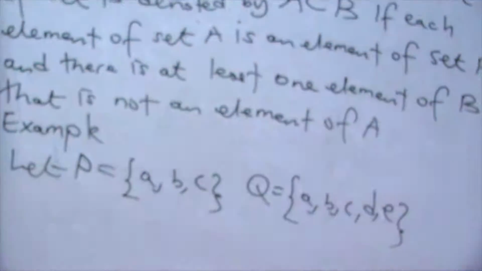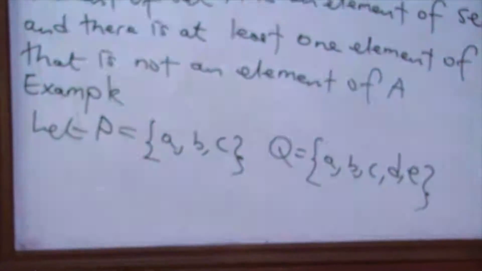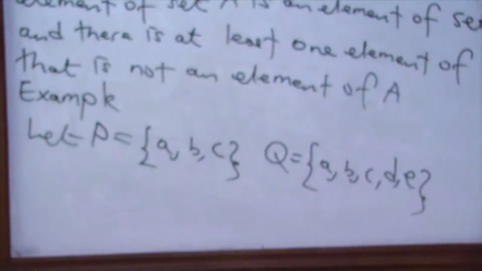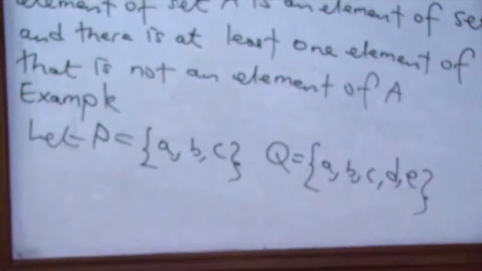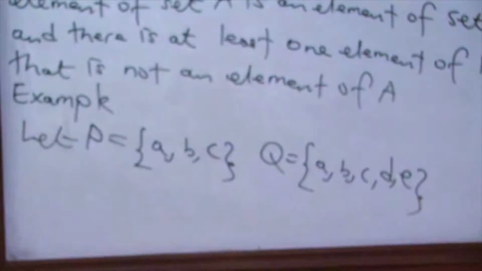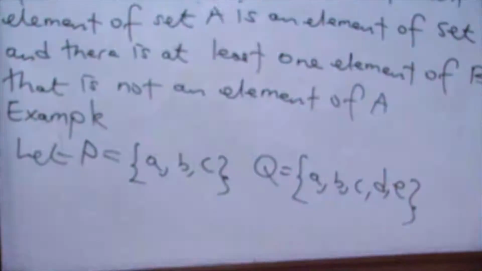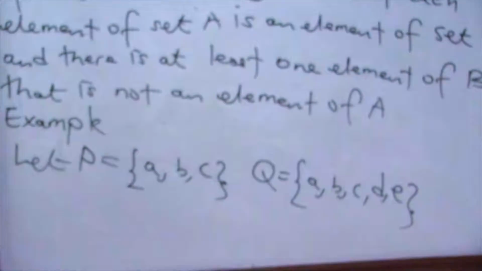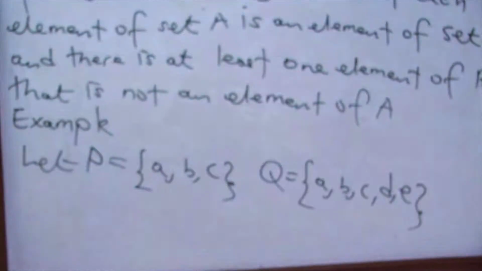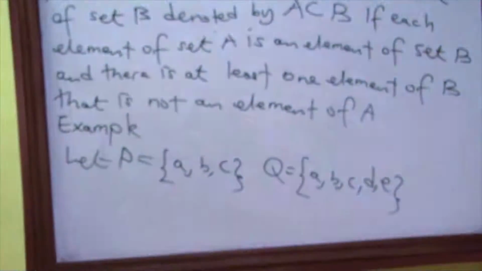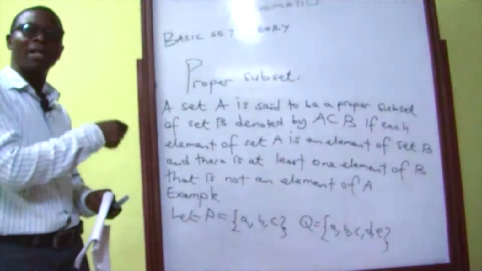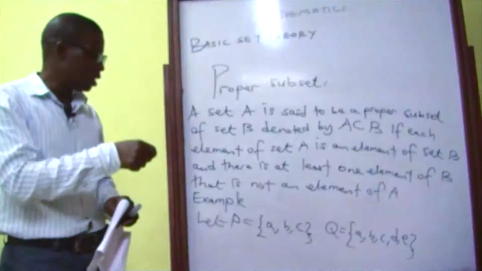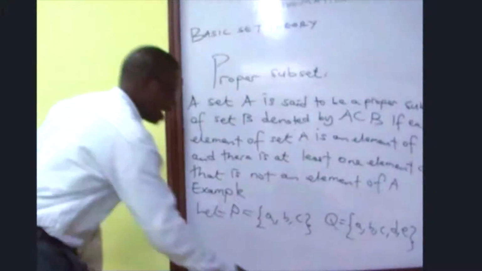It means P is properly contained in Q. As was discussed above, P can be equal to Q in the case of an ordinary subset, but in this case, P can never be equal to Q. So we say P is properly contained in Q.